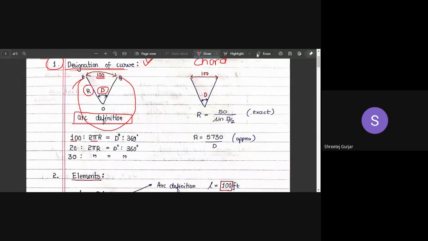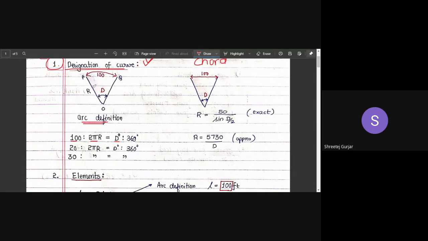Right? The entire circle length, or the perimeter, is 2 pi r. Similarly, we have to equate it to this D, which is the central angle of this arc, to the entire angle, that is 360 degrees. 360 degrees is the angle of a circle, right? The entire central angle of a circle. So if you remember this, you can easily write down the arc definition.